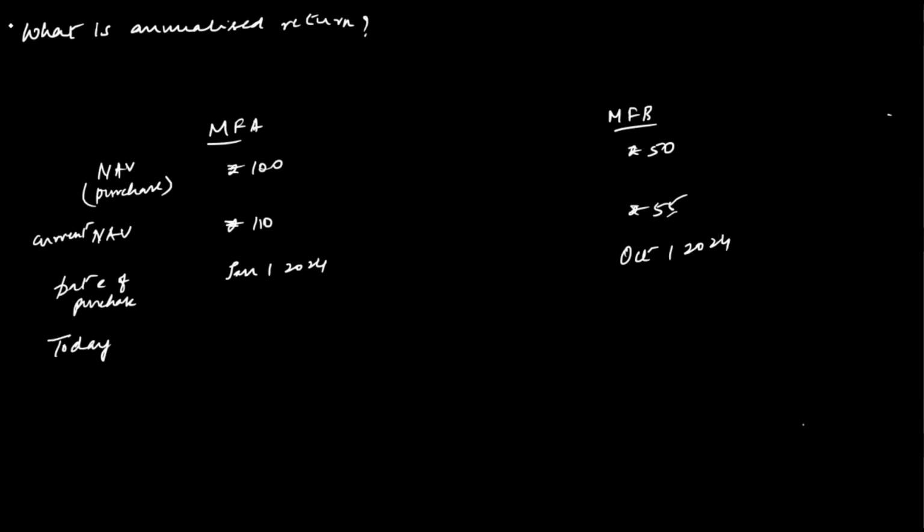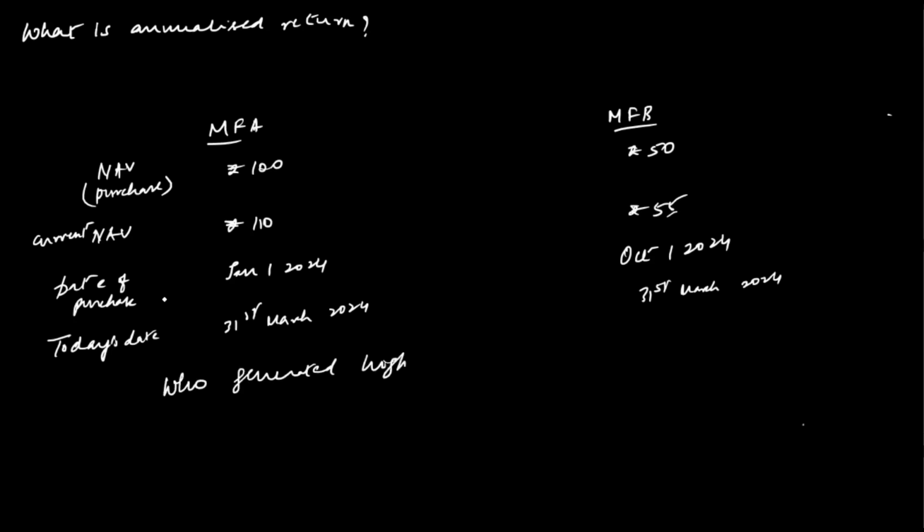And what is today's date? Today's date is 31st March 2024 in both the cases. So, if I want to understand who generated higher return, what will I do? I'll first calculate the holding period return, right?